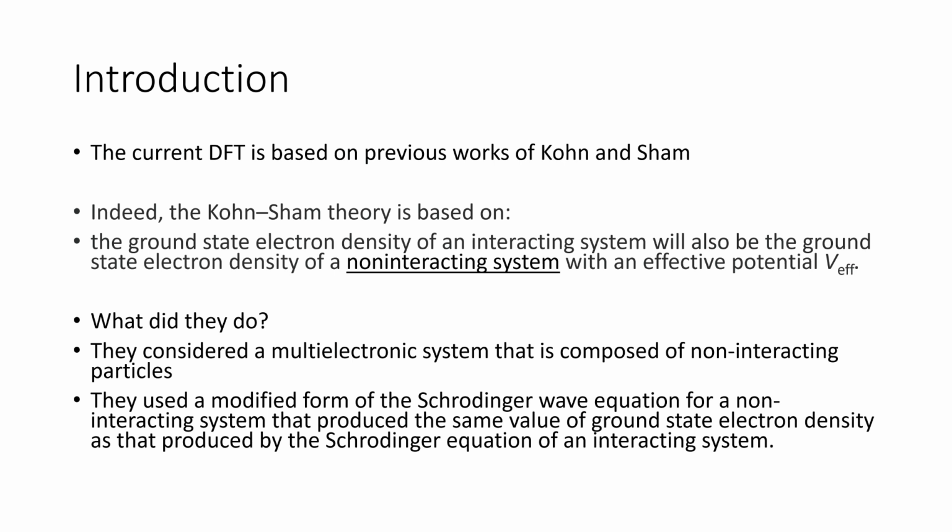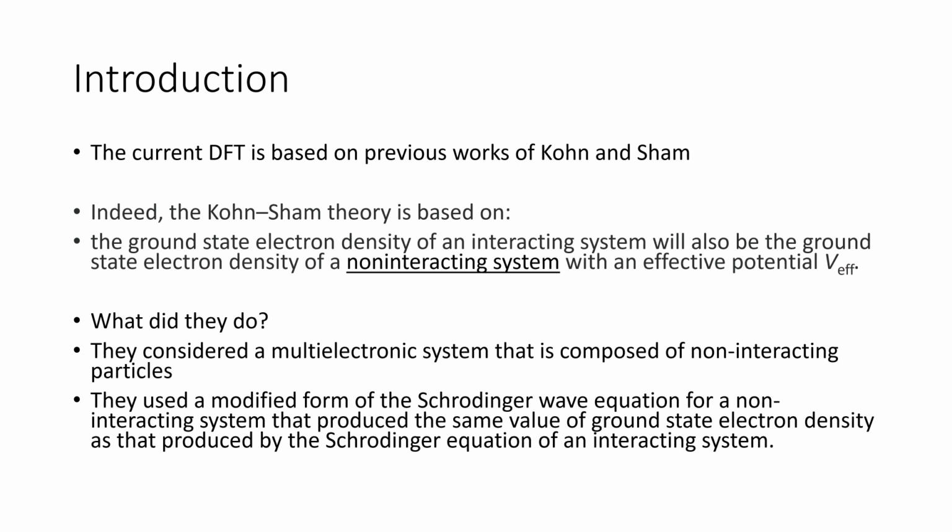in which there are interactions between the electrons, between the nuclei, between electron and nuclei, and these interactions include the electronic repulsion, the electron-nuclei attraction, the nuclei repulsions. Okay, so these are the interactions that are present between the particles. So in an interacting system we consider these interactions, whereas in a non-interacting system we do not consider these interactions.